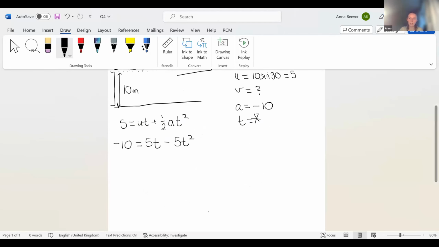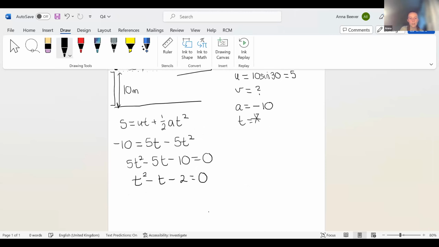So now we want to rearrange this equation so we can solve it. If we take this and this both to the left to join the -10, we will have 5t squared minus 5t minus 10 equals 0, as long as I haven't made a sign error, which I don't think I have. So then we want to divide everything by 5, because we can see that everything here is divisible by 5. So we've got t squared minus t minus 2 equals 0.